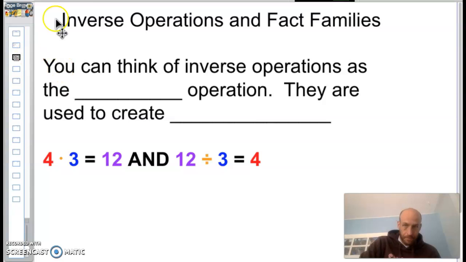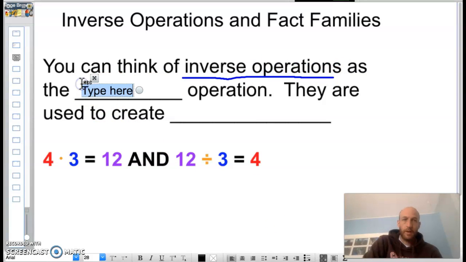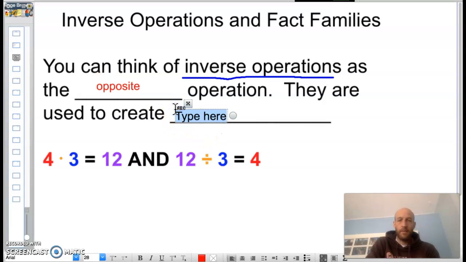Okay, inverse operations and fact families. You can think of inverse operations as the opposite operation. So it's very important that we know that inverse operation means to find the opposite of that. They are used to create fact families.